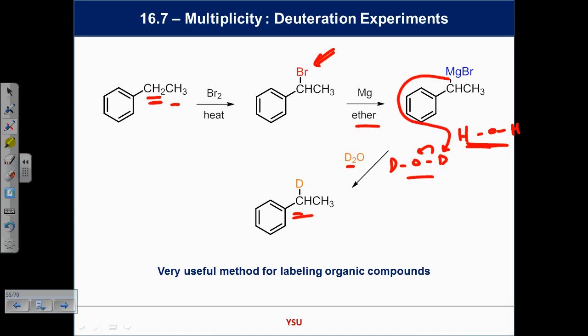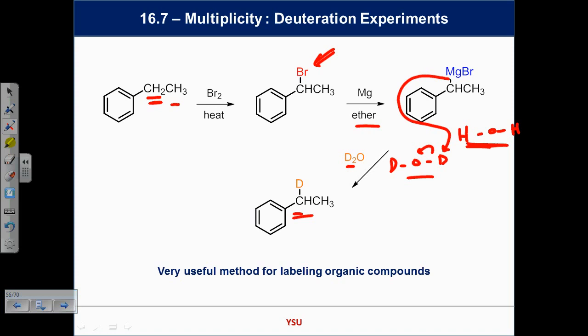Okay? People have started companies based on this idea. You can sell these types of things to pharmaceutical scientists who can then track and trace the isotopes throughout the metabolic process. Well, what effect will this have on the NMR spectrum?